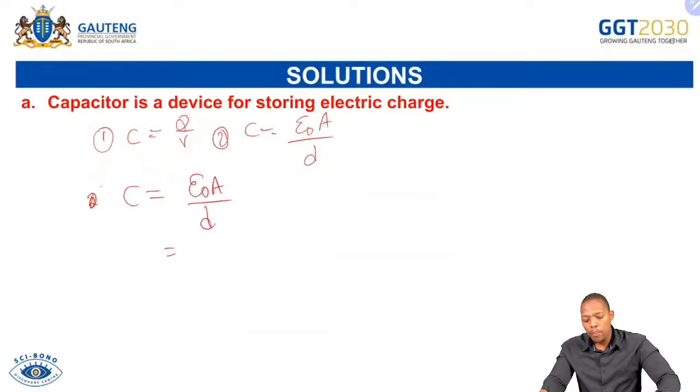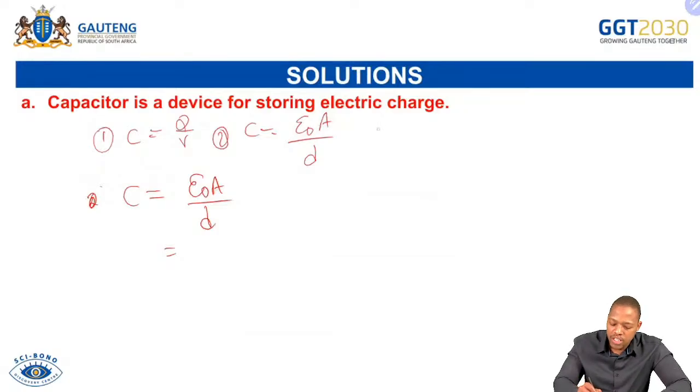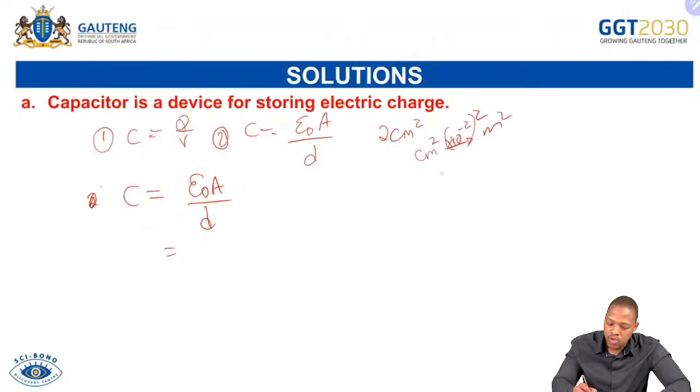But you then take note that our area was 2 square centimeters, which means it must be converted, grade 12. Very, very important. And how do you convert from 2 square centimeters? We've done this before. From centimeter to meter, it's times 10 to the power minus 2. So from square centimeter to square meter, we must also square this, so it will be times 10 to the power minus 4. We've spoken about this, and this is how we're going to convert them.